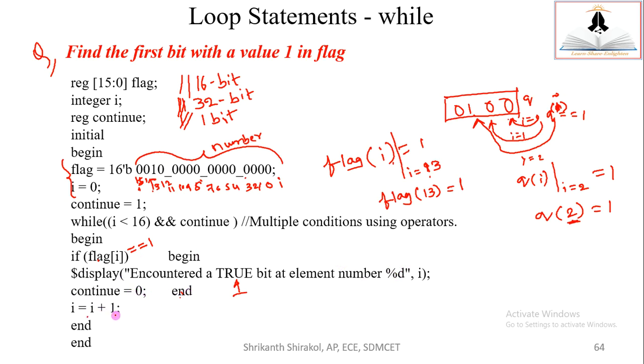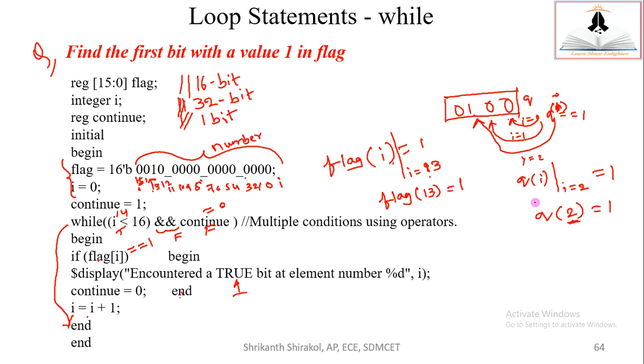I becomes 14 because it has not yet reached the maximum range. So with I as 14, I proceed here. I equal to 14 less than 16 is true, but continue becomes 0, so it is false, and it is an AND operation, hence the total result is false. So when it is false, the while will terminate and take you to the end statements. After the end, you have the end of the always initial block and your process terminates. So this is finding the first bit with value 1 in a flag.